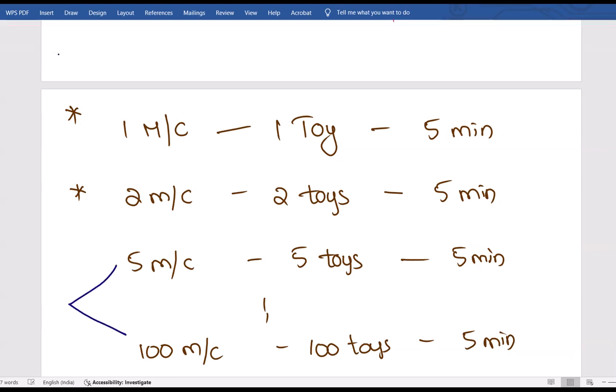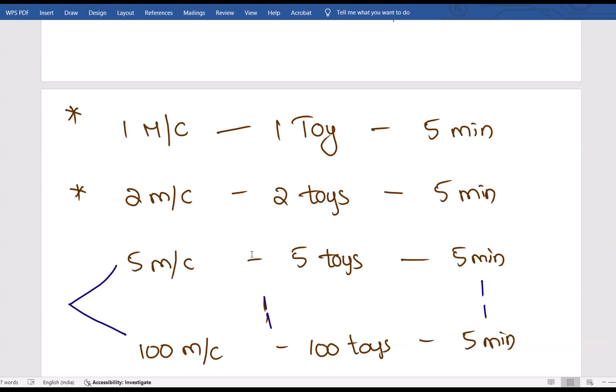They gave the middle situation. They gave starting and this one it's okay, but they gave the middle situation. Five machines, five toys, 5 minutes. 100 machines, 100 toys. These machines are working parallelly. I'll put it this way: one cat, one rat. One cat will eat one rat in 5 minutes. Now, if it is two cats, two rats, time taken will be five. Likewise, 100 cats, 100 rats, 5 minutes only.